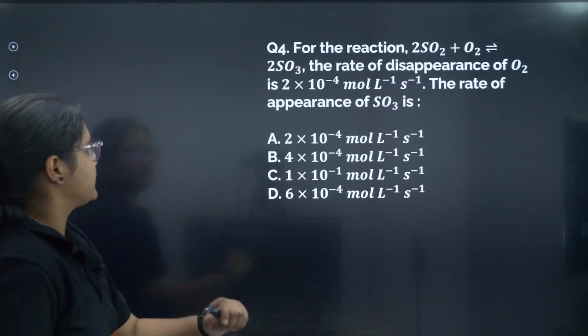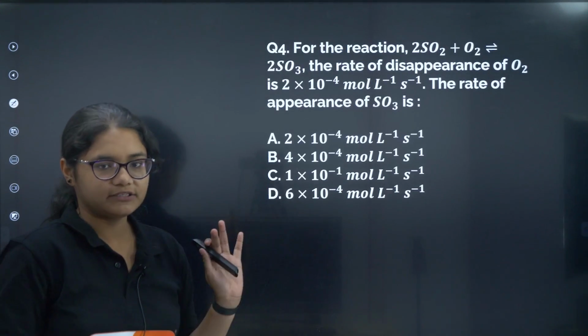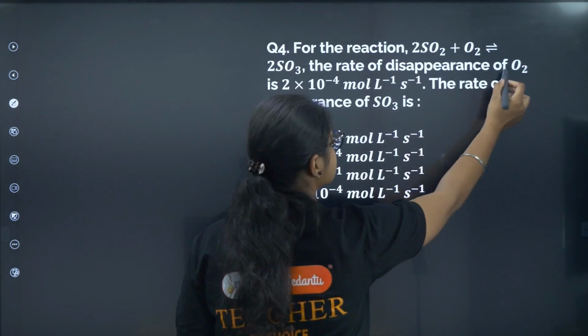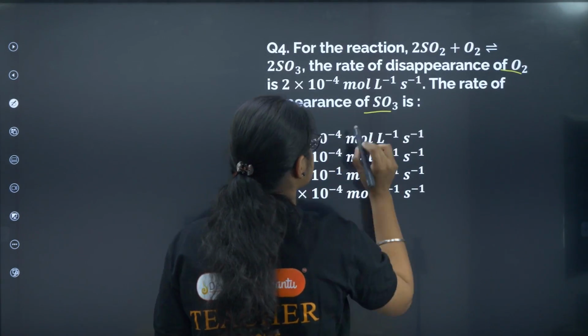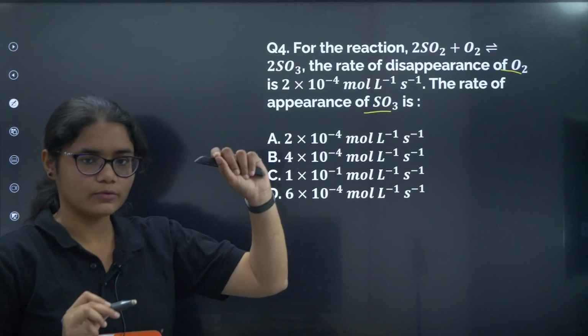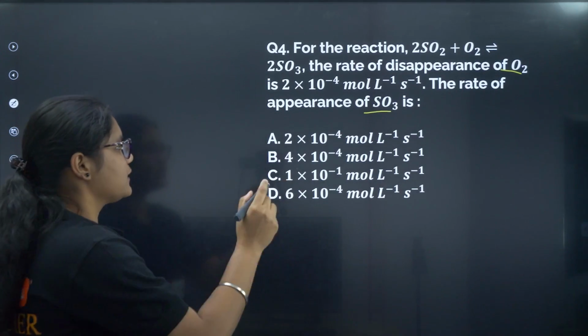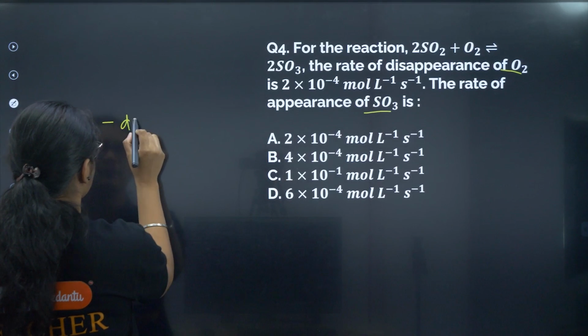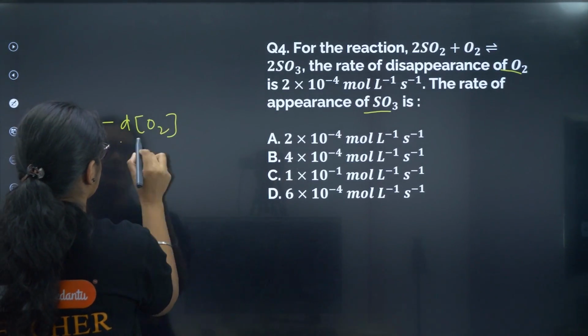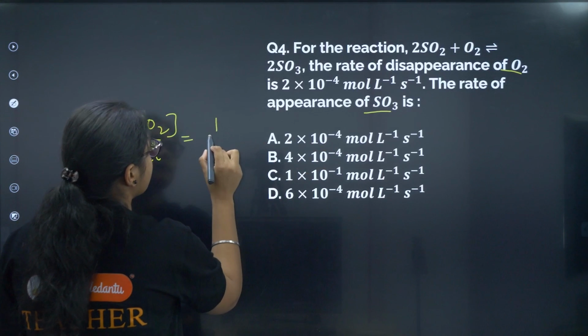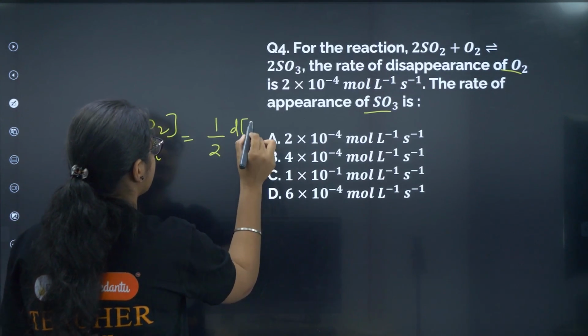Next, again a differential rate law question. First of all, write the reaction properly: disappearance of O2 and appearance of SO3. You just see which two reactants or products have been related. So I can write here minus d[O2]/dt is equal to 1 by 2 of d[SO3]/dt.